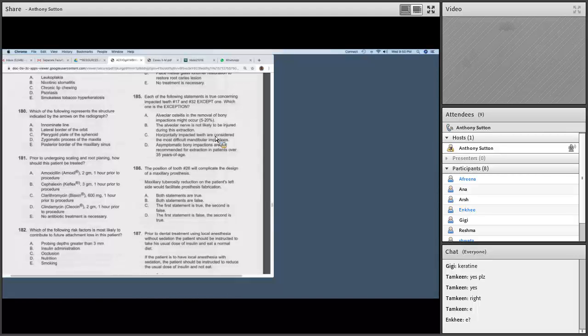Yeah, so we're going to say D is the answer. So let's figure out why E is not the answer. E says the posterior border of the maxillary sinus. What view would you need to be able to see the posterior border? A ceph, right? You need a ceph pointing from one side to the other, from the left to right.